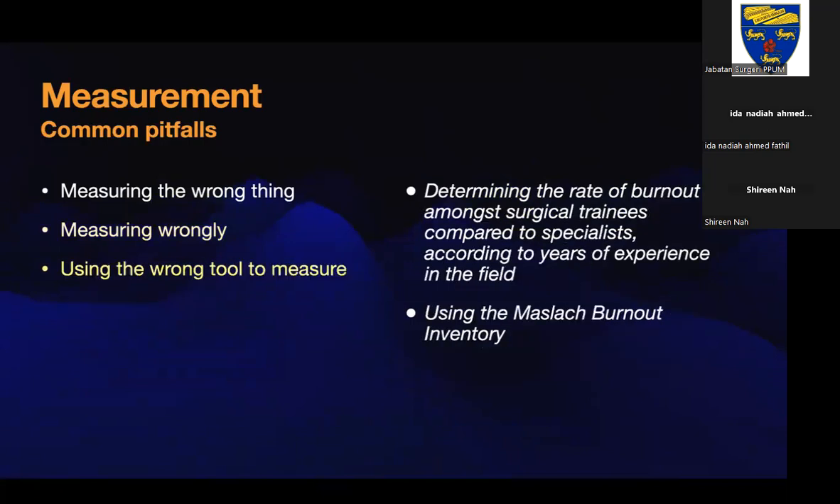So next, using the wrong tool to measure. Determining the rate of burnout amongst surgical trainees compared to specialists according to years of experience in the field, and you use the Maslach Burnout Inventory. Okay, so you need to Google a little bit to find out what this is. But can anyone tell me why this might be an example of a wrong tool to measure?